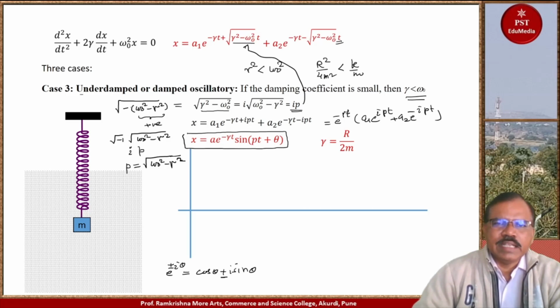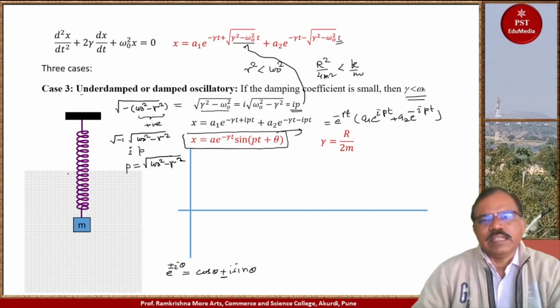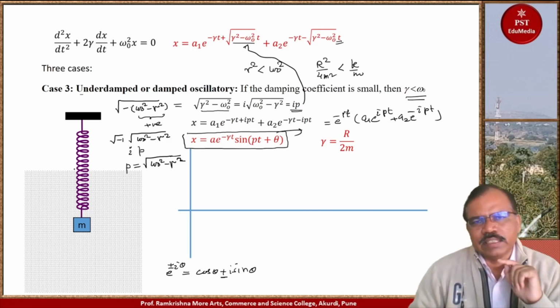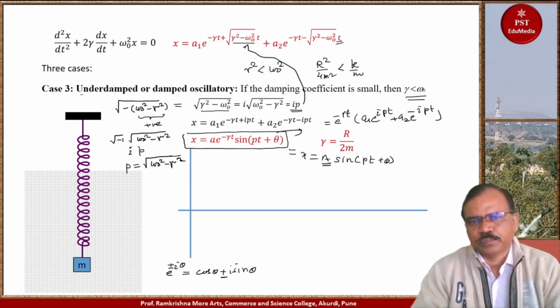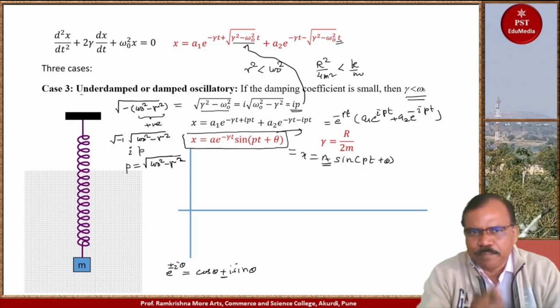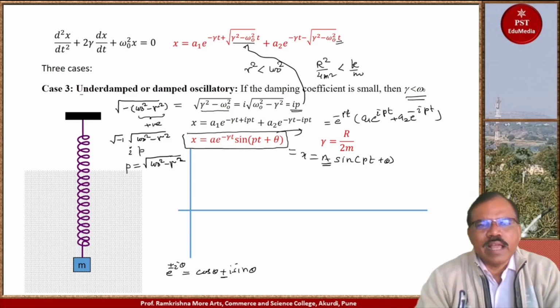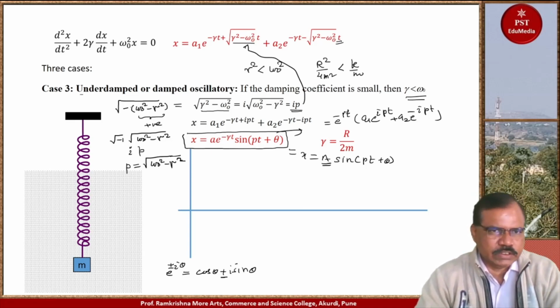So what happens in this case? Since here we have a sine term, oscillations are possible. If we write this as x is equal to a sin(pt plus theta), a is the amplitude. And if we compare, a is not constant with time, but it changes with time. And p is called the angular frequency of oscillations.